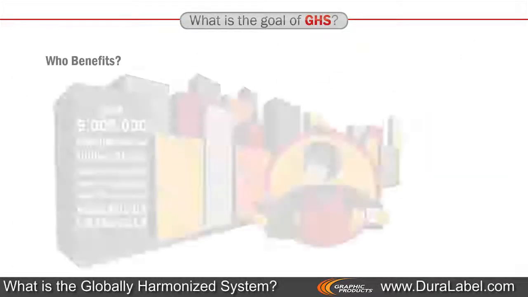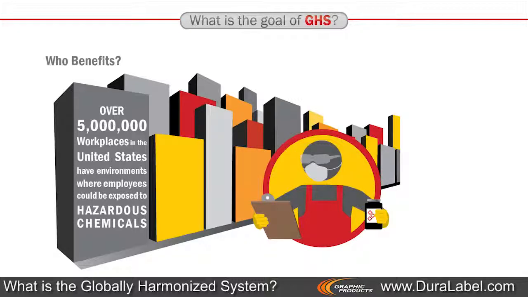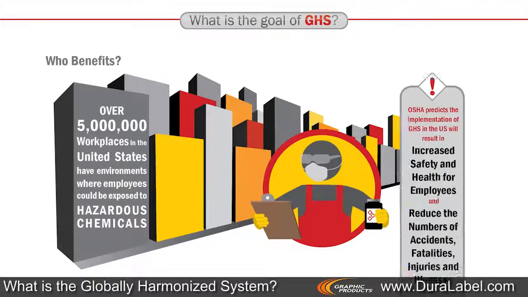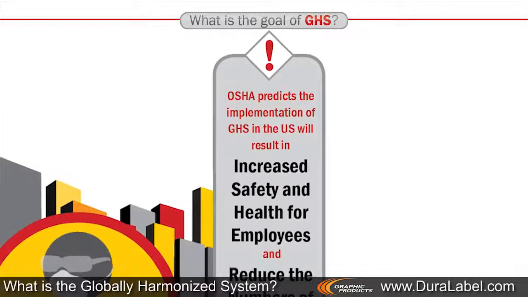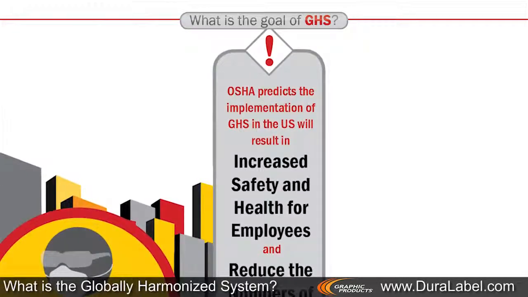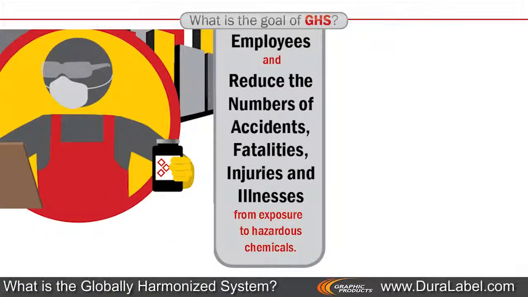Who benefits? Over 5 million workplaces in the U.S. have environments where employees could be exposed to hazardous chemicals. OSHA predicts the implementation of GHS in the U.S. will result in increased safety and health for employees and reduce the numbers of accidents, fatalities, injuries, and illnesses from exposure to hazardous chemicals.